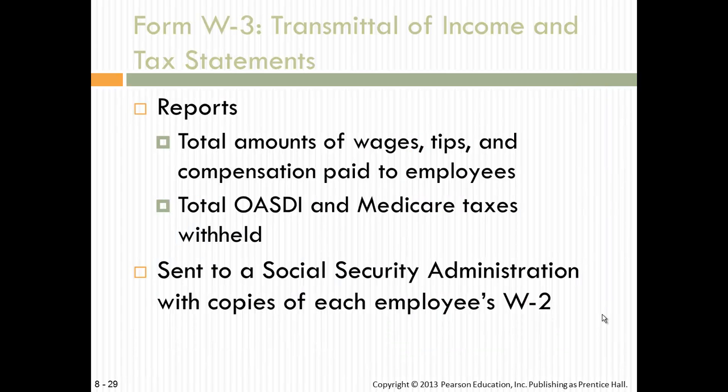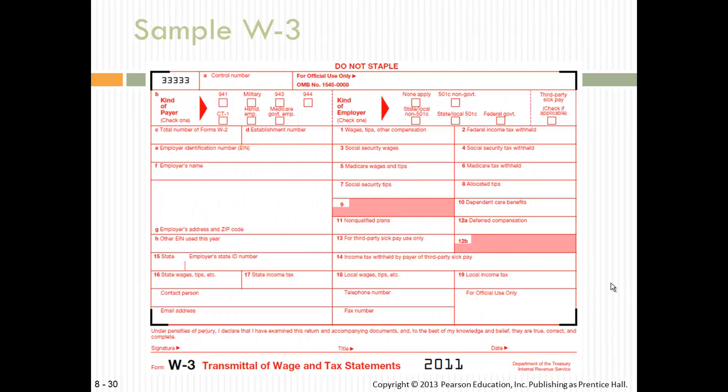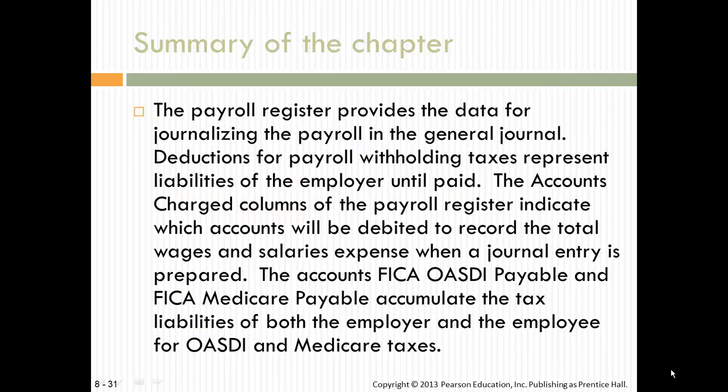A W-3, transmittal of income and tax statement. This is the sum of all of your W-2s. So once you're done, if you're hopefully using some kind of a program, a tax program, and like I said, if you outsource your payroll, they do this for you too. You want to make sure they do if you're going to outsource your payroll. And it's the sum of all of your W-2s, and it looks like a W-2. It's just the summary of them. So it just asks all the important information that comes from your payroll records.